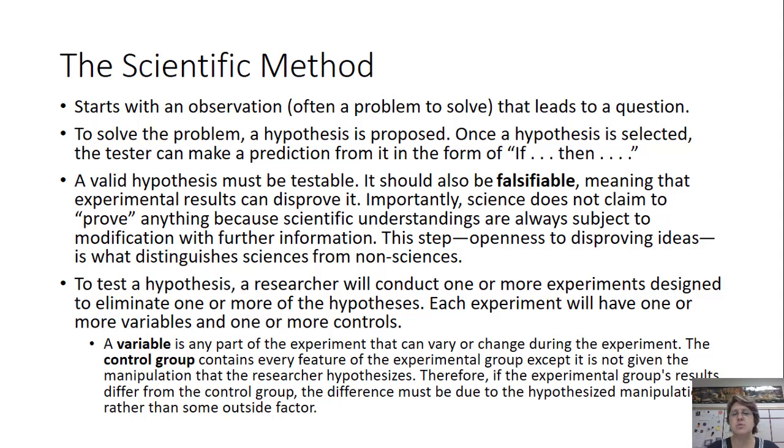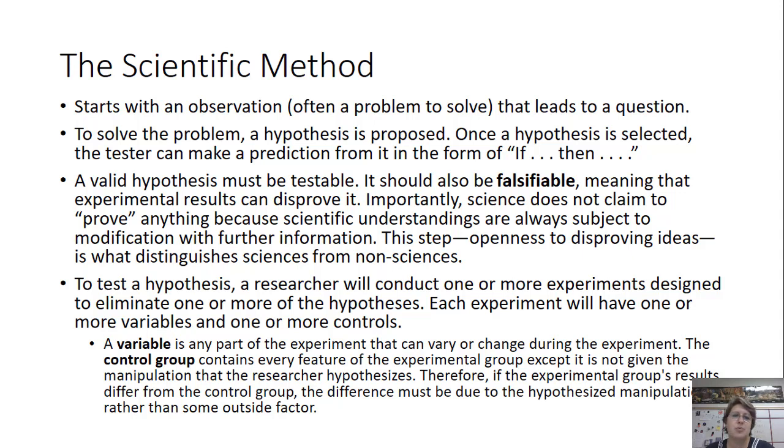Our hypothesis, in order to be valid, has to be testable. So it should also be what's called falsifiable, and that means that the experimental results can disprove it. We talked briefly the first day about how important it is that the hypothesis is not right or wrong. Instead, our experiment supports or does not support the hypothesis. So we want our hypothesis to be falsifiable.